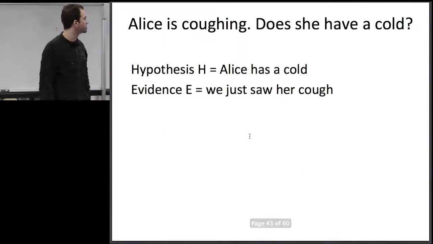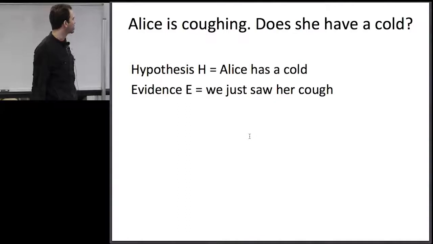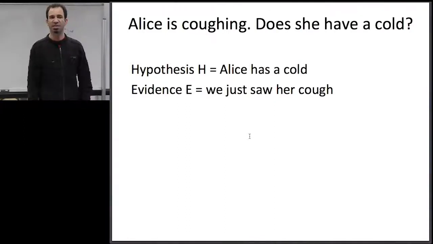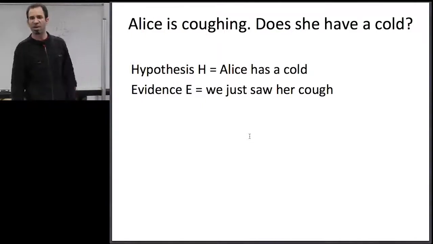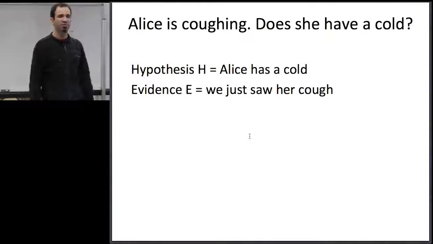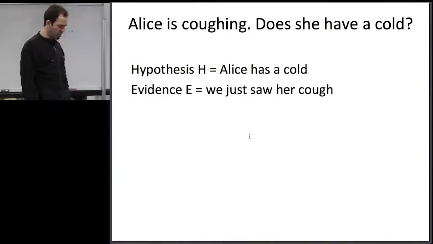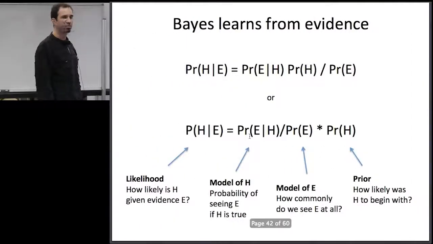Let's do this. Alice is coughing. Does she have a cold? Hypothesis, Alice has a cold. That's the thing we can't tell because we're not following her around or we haven't asked her. Evidence, we just saw her cough. That's the thing we can tell. So what pieces of information do we need for this if we're going to use this formula?